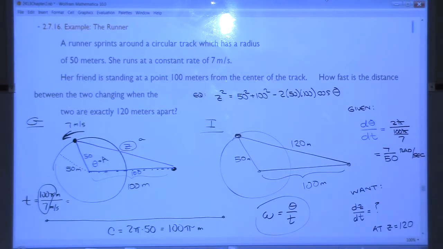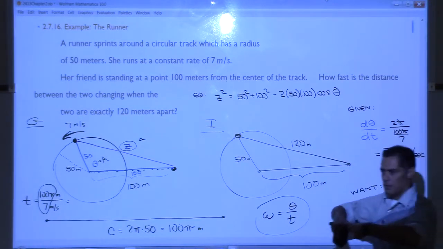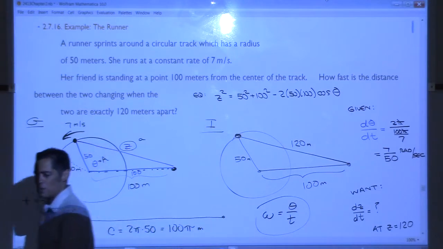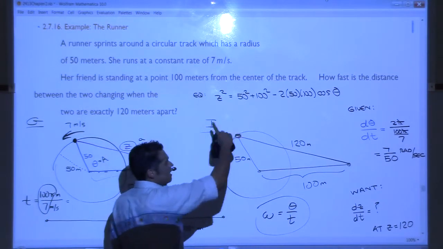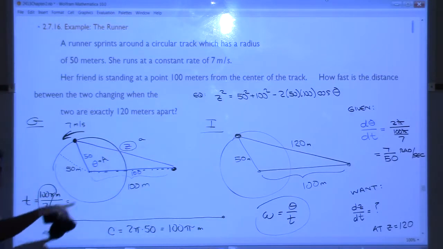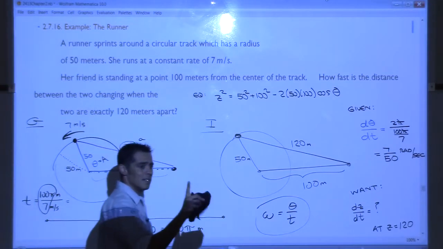Is that an equation that relates theta and z together? Absolutely. So we could clean that up, couldn't we? We could clean it up. But I'm just going to take the derivative right now. Just going to do it. Okay, so here comes the derivative with respect to time.